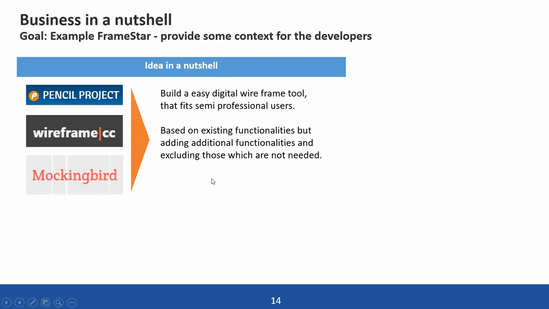So I give here an idea to understand: I want a digital wireframe tool, but I don't want to reinvent the wheel. I only want to take the things that are important for me, exclude some things, and add some additional information that others do not have.